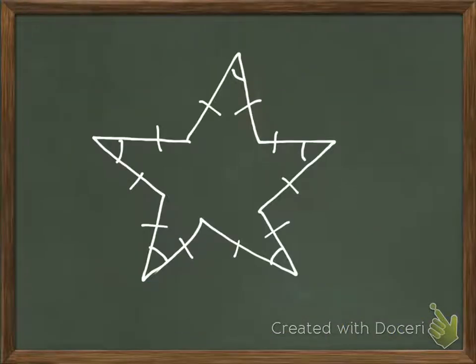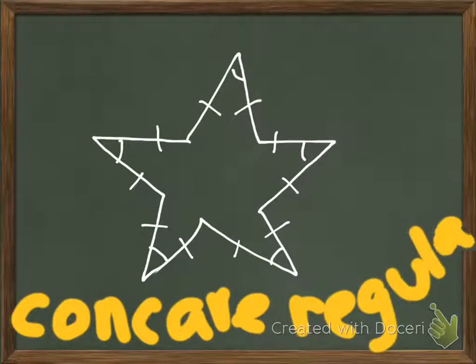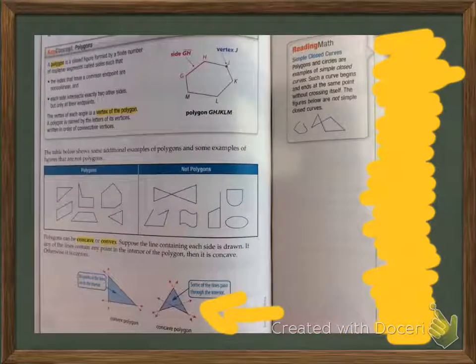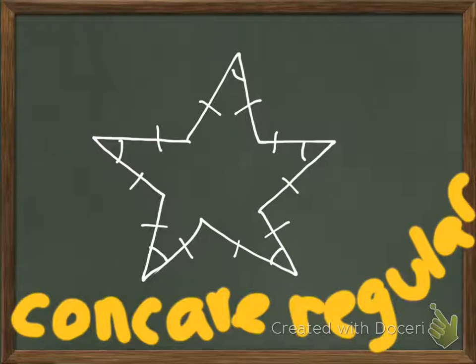The next one, notice that all of the sides are marked with the same dash and all of the angles are marked with the same. So this is going to be a regular polygon, but notice that each of the sides caves in. So this is a concave regular polygon. Now we need to count how many sides. 1, 2, 3, 4, 5, 6, 7, 8, 9, 10. 10 sides, so we go back to our chart. 10 sides says decagon, so we're going to put this as a decagon.